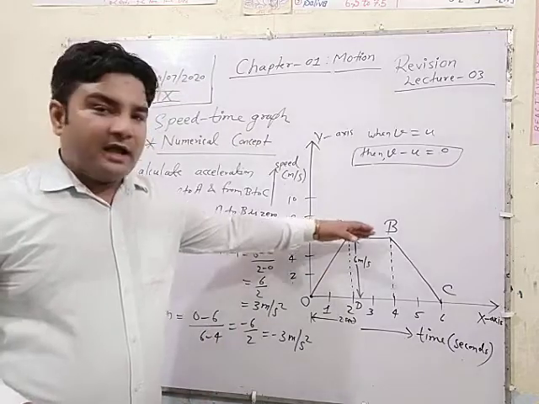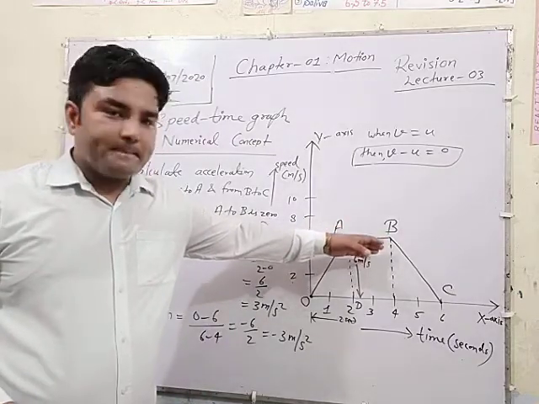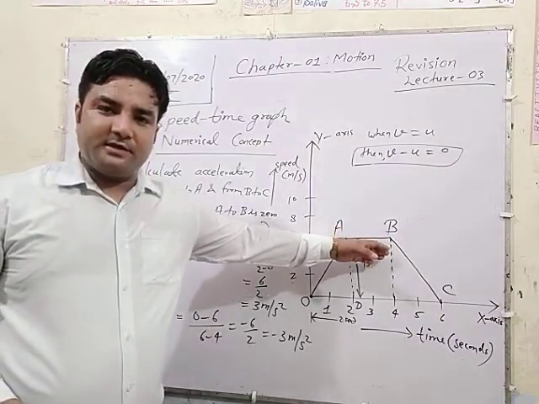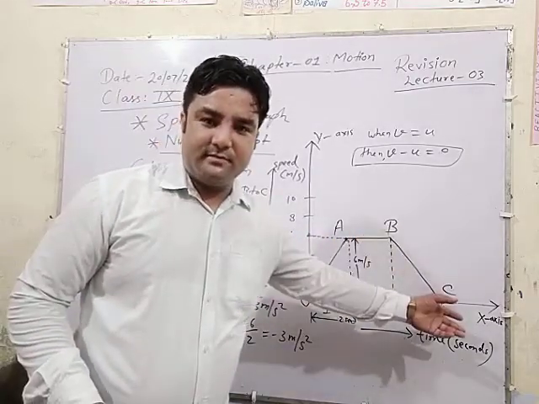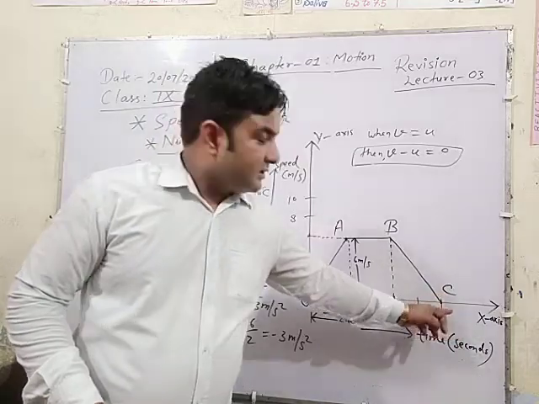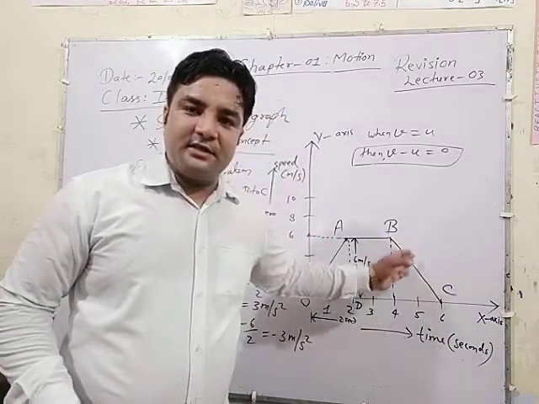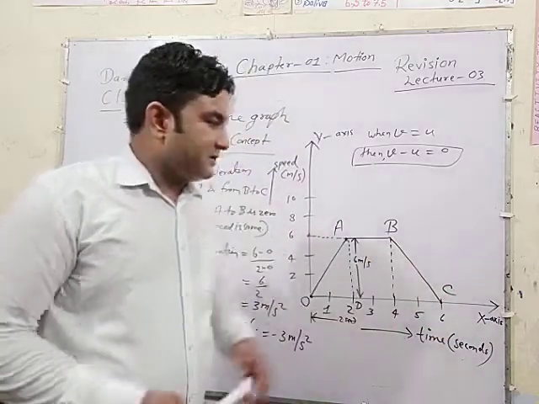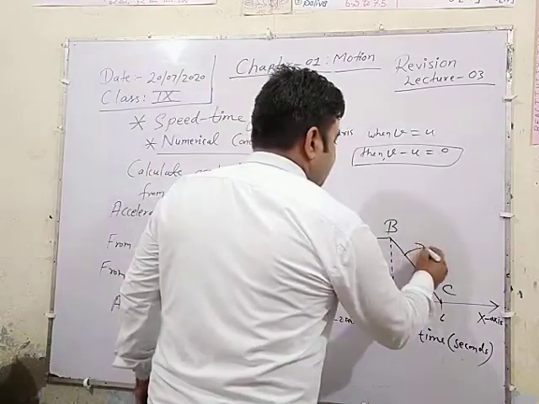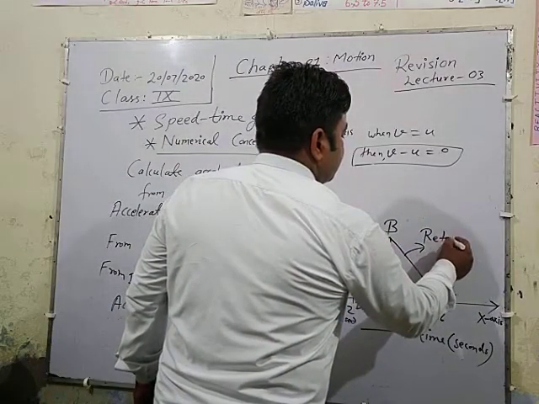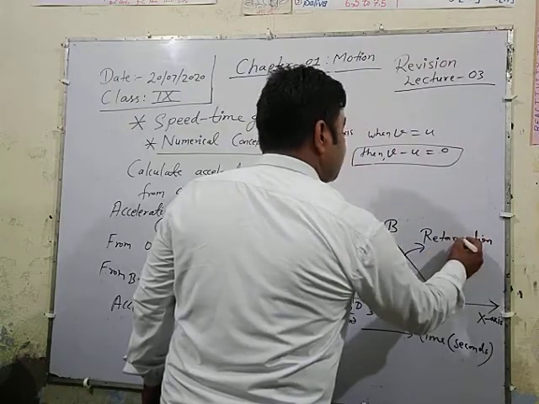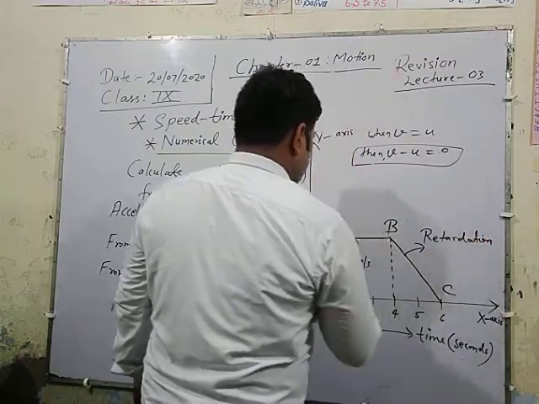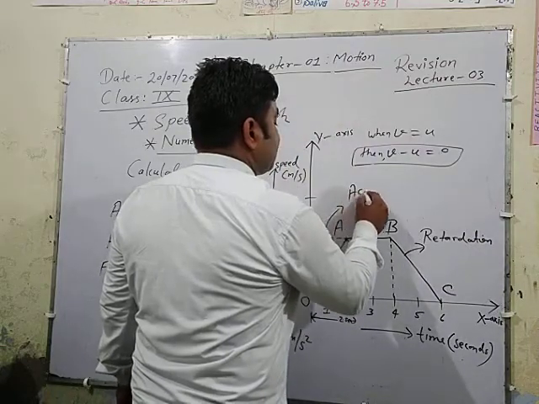It means at point B, when this body reached at point B, then applying what? Brake. And when applying brake, then the speed decreases and becomes 0 at point C. It means this is the negative acceleration graph. This is the graph of retardation graph. And this one for acceleration graph.